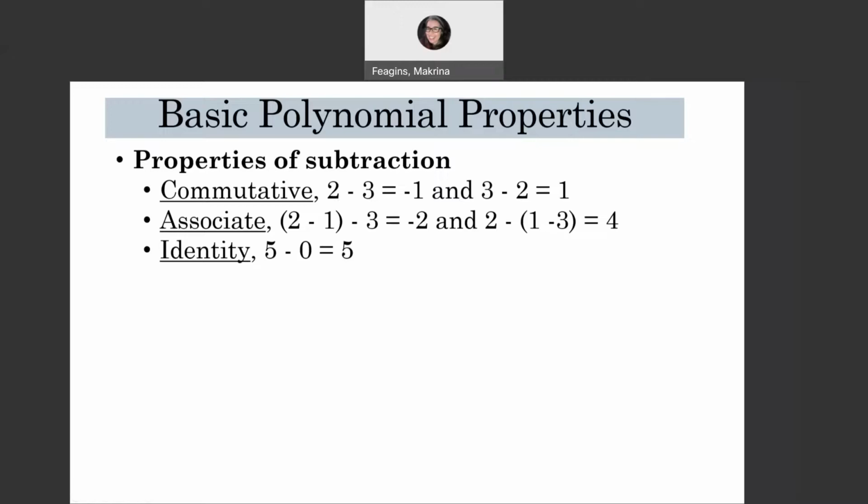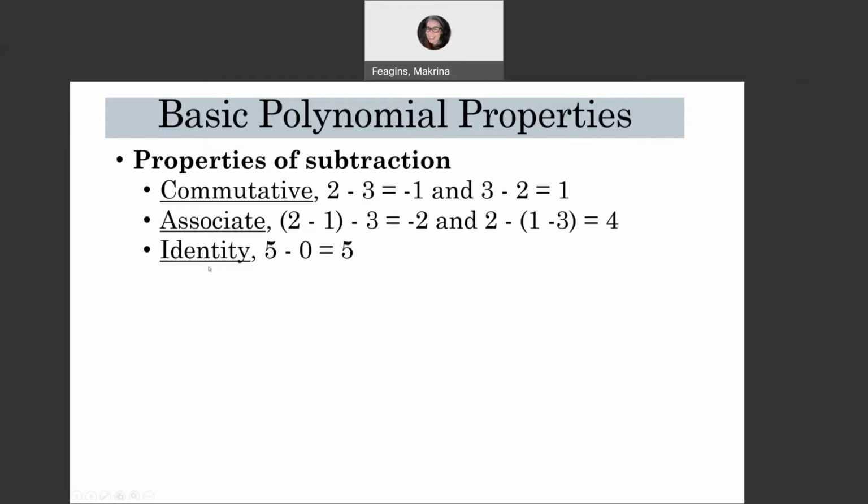So 2 minus 1 minus 3 will give us a negative 2 if we group the 2 minus 1. But what happens when we group the 1 minus 3? We're getting a negative 2, and then we have the subtracting part. So that will give you a 4. So it is not working.